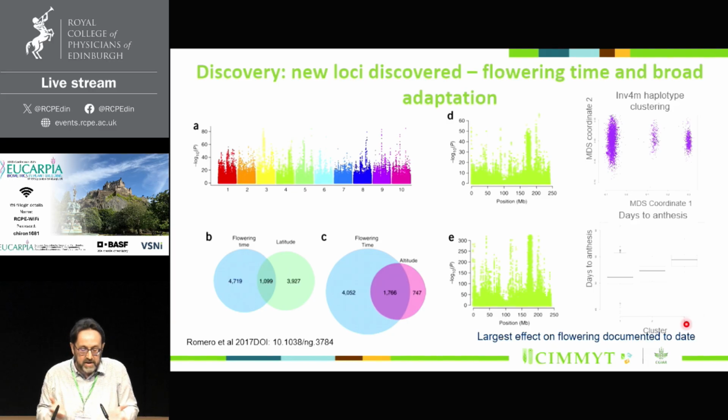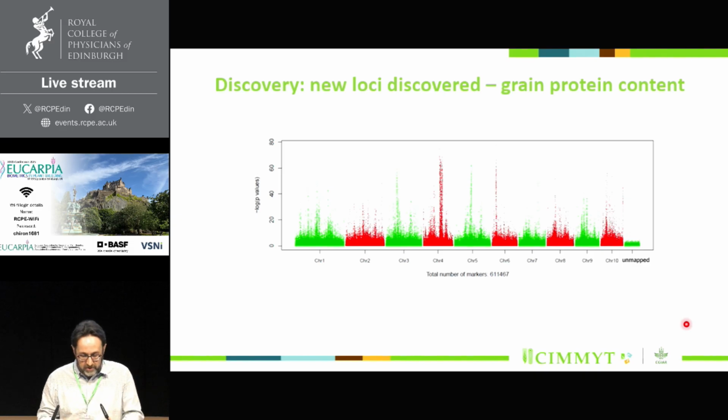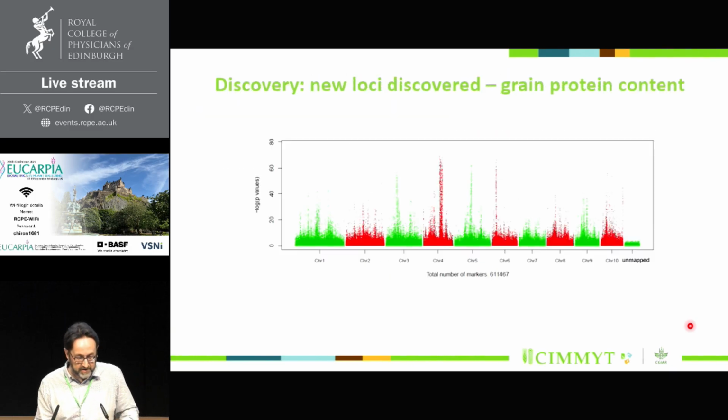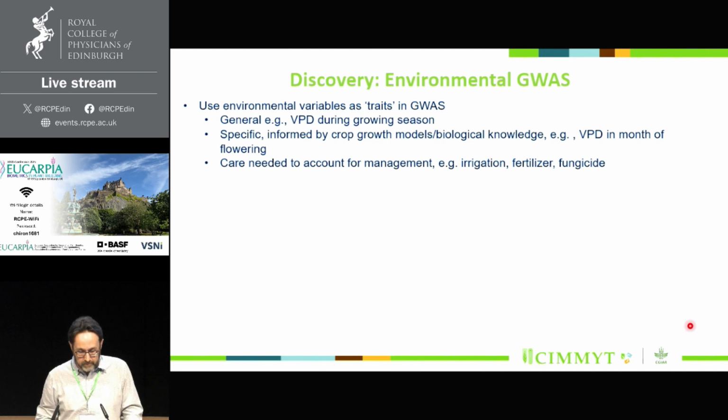And this was a gene that's in the gene bank that hadn't been exploited before. And you can do this for many traits. So here you can get successful GWAS hits for grain protein content, for example. And this successfully generated some QTLs that we can potentially introgress into elite breeding populations.